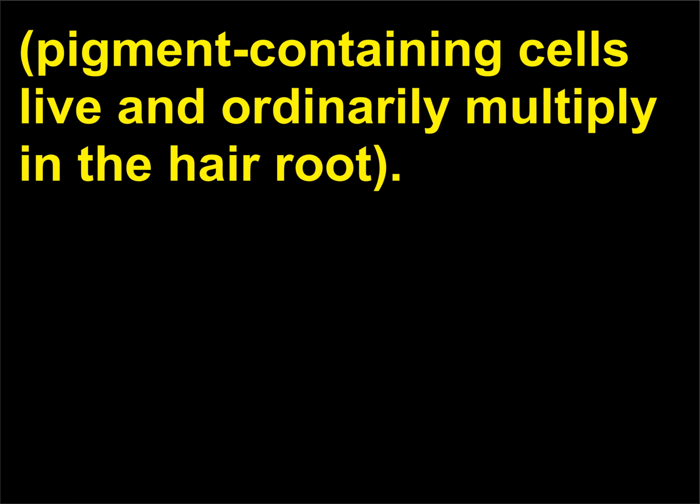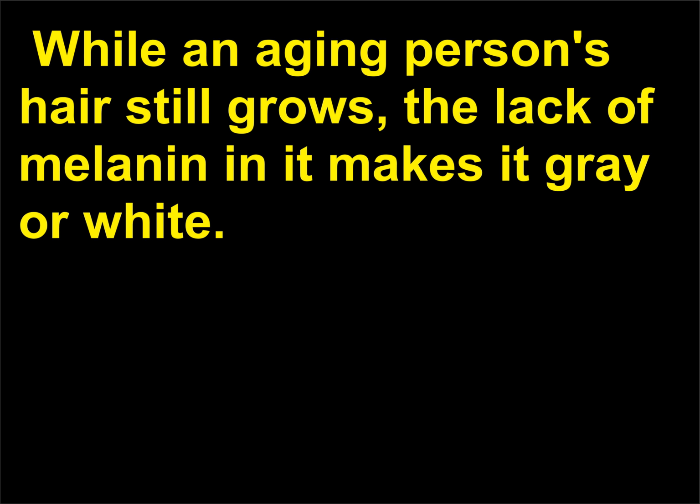As people age, the supply of melanin to their hair may stop. Pigment-containing cells live and ordinarily multiply in the hair root. While an aging person's hair still grows, the lack of melanin in it makes it gray or white.